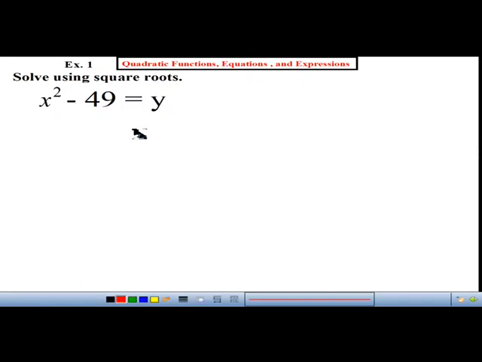Here we go. It says, solve using square roots. So that means we need to solve for a variable. Whenever we solve a quadratic equation, we don't solve for y, we actually solve for x. What do we solve for? X. So Mr. Q, what do we do with y? Okay, so that's our first step.